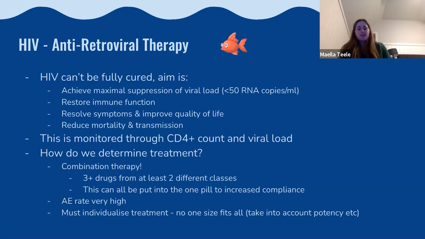To determine the treatment for HIV, we use combination therapy. The aim is to have at least 3 different drugs from 2 different classes, to combat HIV and reduce the viral load as much as possible. You attack it from all sides. It's very difficult to ensure compliance, so often these 3 drugs are put into 1 pill, which can increase compliance. But there are a lot of adverse effects to antiretroviral therapy, which can also decrease compliance.